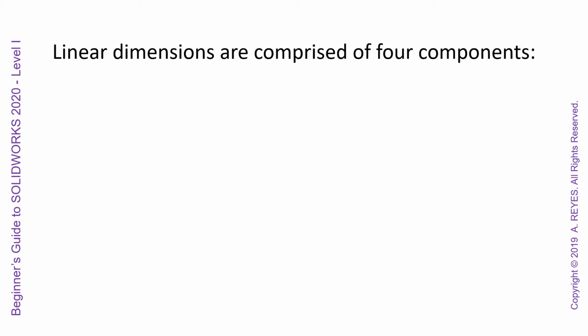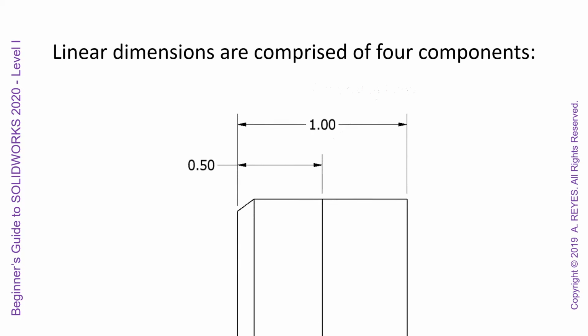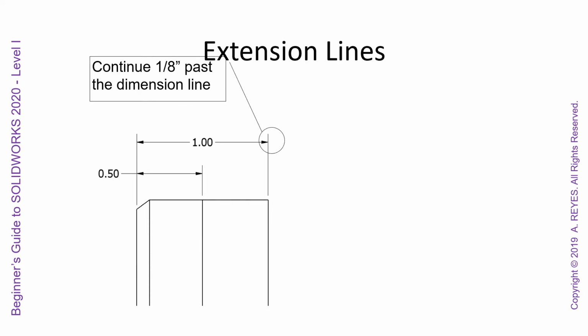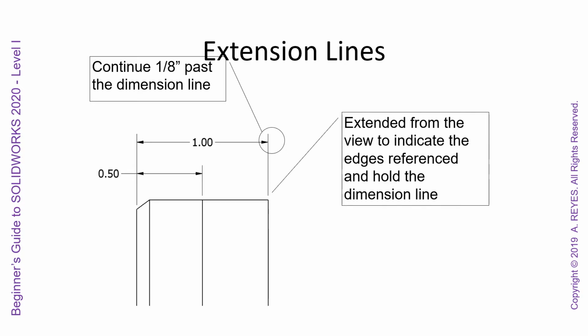Linear dimensions are comprised of four components. We have our dimension lines, our dimension text, our extension lines, and our arrowheads. The extension lines, we want those to continue 1/8 of an inch past the dimension line. SolidWorks is going to automatically take care of most of these for us, but we do want to understand these rules. That way if something is out of place or we do need to make some changes, we'll at least understand where they come from.